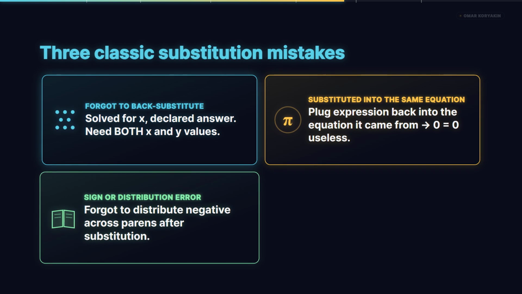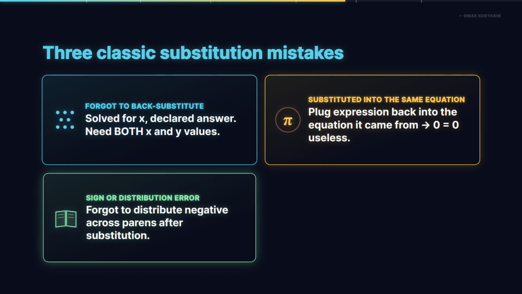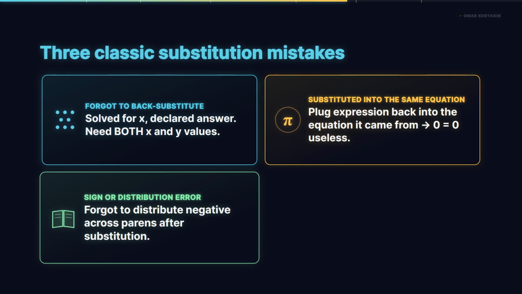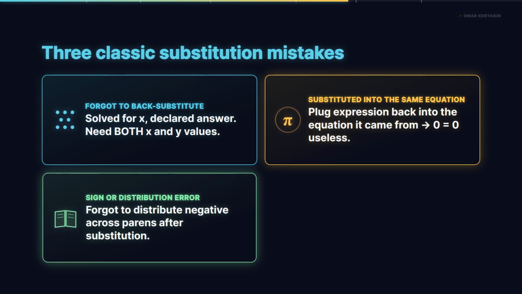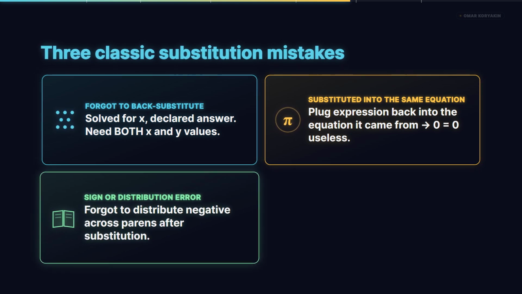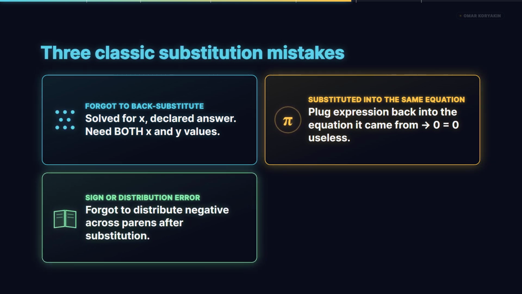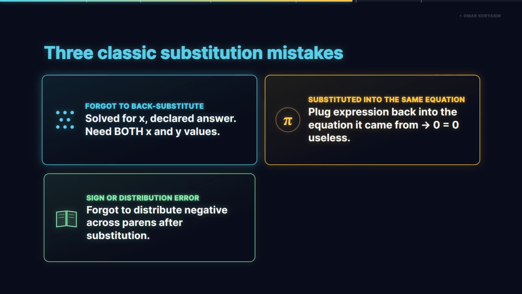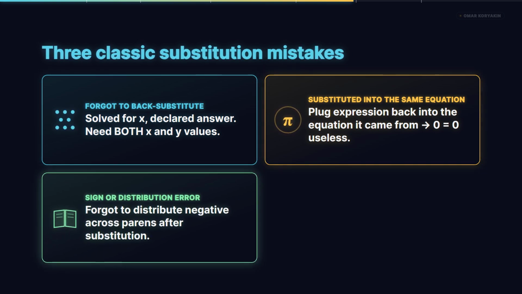A student substituting y equals 5 minus 2x into x minus y writes x minus 5 minus 2x by mistake, missing that the minus sign in front of the substituted expression must distribute across the entire expression. The correct distribution gives x minus 5 plus 2x. The fix is to always wrap the substituted expression in parentheses immediately and distribute the leading sign carefully through every term.